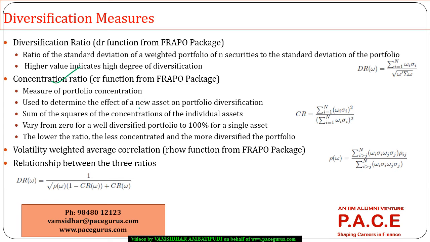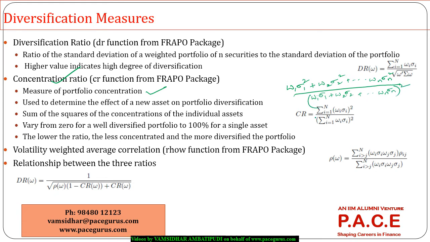Then the other thing that we are talking of is the concentration ratio. So we are measuring the portfolio's concentration here. If you look at the numerator, it is W1 sigma 1 squared plus W2 sigma 2 squared plus so on, Wn sigma n squared. And the denominator is the overall squared term, W1 sigma 1 plus W2 sigma 2 plus so on, Wn sigma n, all squared.